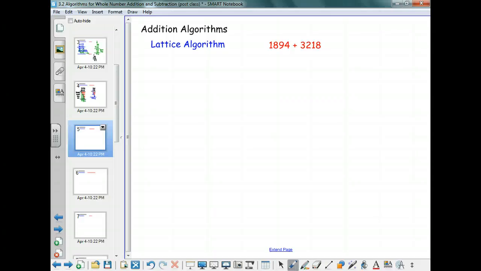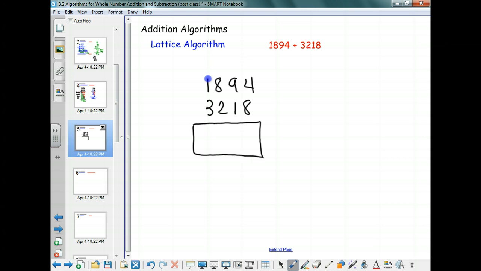The lattice algorithm, we put the numbers in just like before, 1894, 3218 above. And what we're going to do underneath it is we're going to draw a box. The box needs to be split into 4 vertical boxes. They don't have to be all the same size. They can be if you are OCD like me. What your boxes need to be then done is have them split like this. So there's the lattice description of the, or lattice word in the description.